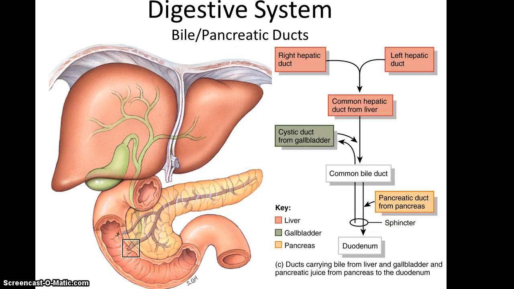So you've got a right hepatic duct and a left hepatic duct that take bile to the common hepatic duct. This leads to the common bile duct. It also can backflow into the cystic duct and into the gallbladder, or the gallbladder can release its stored bile through the cystic duct into the common bile duct. This all will then continue down into the pancreas, where it will fuse with the pancreatic duct to eventually be released into the duodenum of the small intestine.